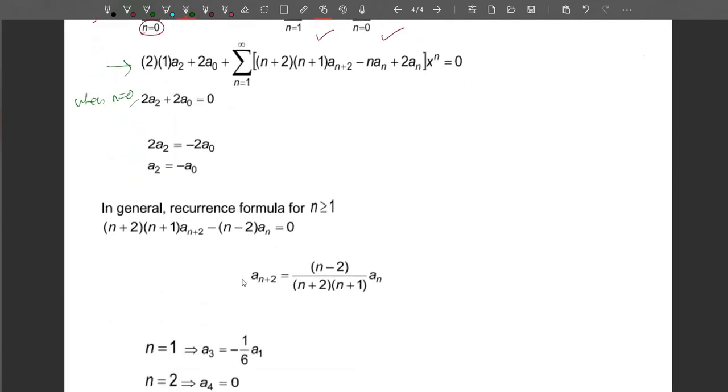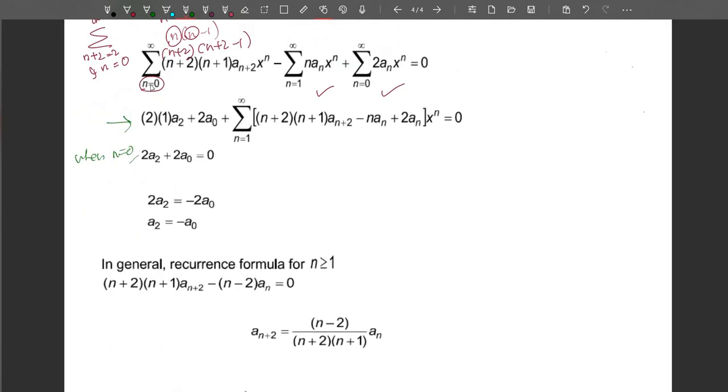Okay. Next, since the summation, the highest degree, should I say degree? No. The starting point of the summation is at 1. That's why, in general, the recurrence formula would start from n greater than or equal to 1. Why? Because we keep repeating using the same summation for every n starting from 1. Plus, at the end, it is equal to 0, which is a homogeneous equation. So everything is going to be equal to 0. So it recurs using the same summations. That means we substitute n in all the summations.